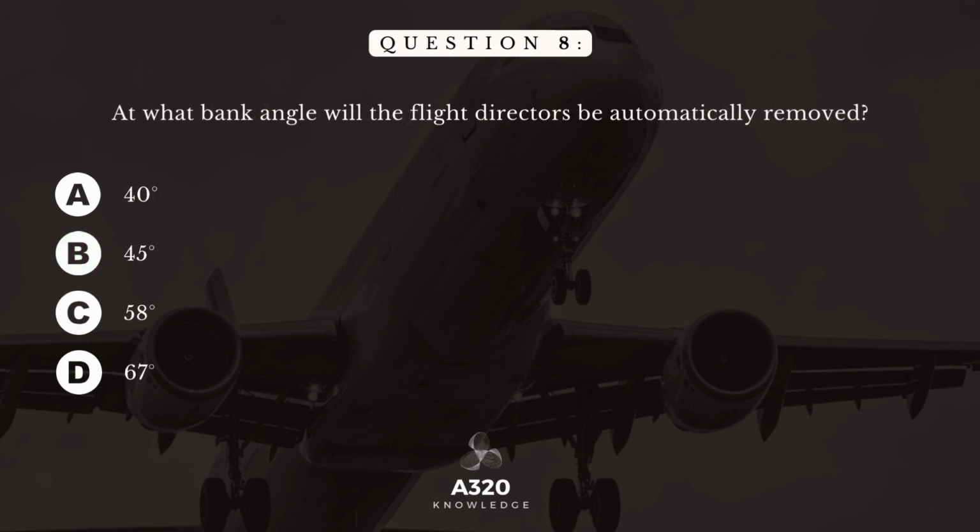Question 8. At what bank angle will the flight directors be automatically removed? The answer is 45 degrees.